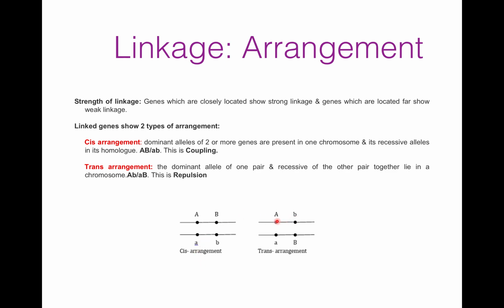When the dominant allele of one pair and the recessive allele of the other pair lie in one chromosome, capital A and small b, and small a and capital B. This is repulsion and this is a trans arrangement. Capital A and small b together and small a and capital B together. This is a trans arrangement.